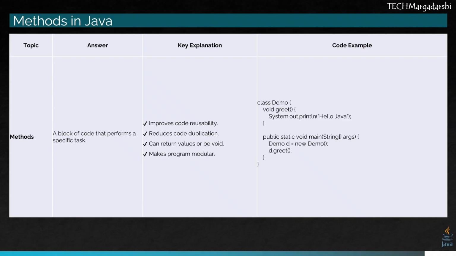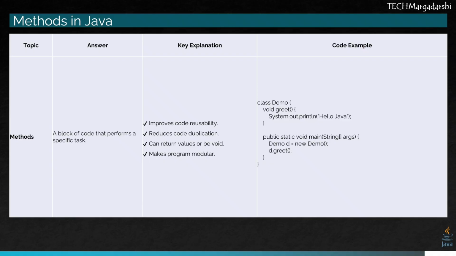Now let's understand the code example shown. Here, we have a class named Demo. Inside this class, there is a method called greet. This method does not return anything, so it uses the void keyword. When the greet method is called, it simply prints "Hello Java".